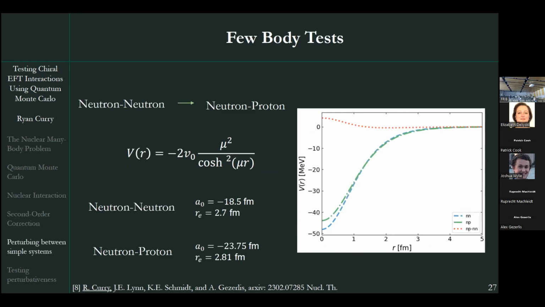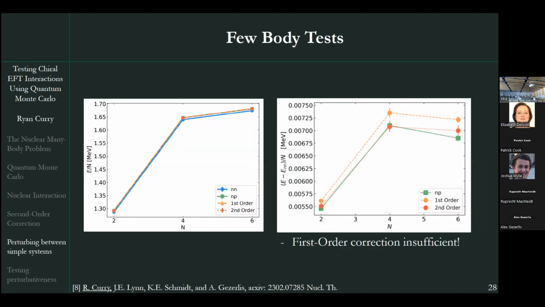After benchmarking for some two-body systems that you can do analytically, we started looking at some nuclear physics inspired systems. This is 2, 4, and 6 neutrons in a harmonic trap. We used a phenomenological potential, and we perturbed from the neutron-neutron interaction to a neutron-proton. It's not a lot to look at on the left, but if we subtract off the 0th order energy and don't show it, you can see that our first order results aren't enough to recover the non-perturbative neutron-proton energies. You need to include the second order correction in order to recover the non-perturbative results, which follows the earlier trend and will continue as we go.